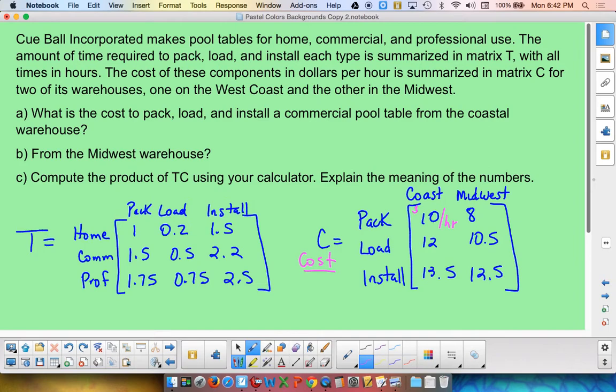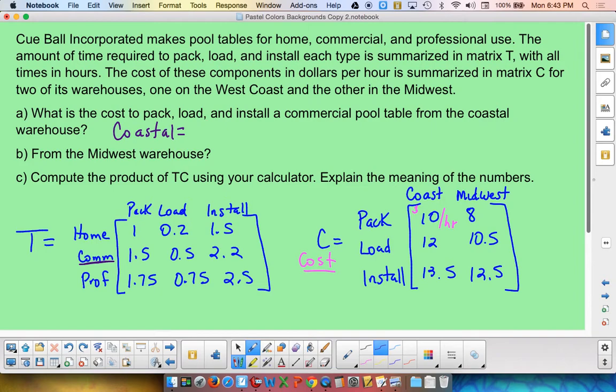So in this case then, they have several questions here. First one is, what's the cost to pack, load, and install a commercial pool table from the coastal warehouse? So they just want you to common sense this. The coastal one, all right, so we need to know what's it costing. It's a commercial pool table. So we're doing the commercial row, and we want pack, load, and install from the West Coast.